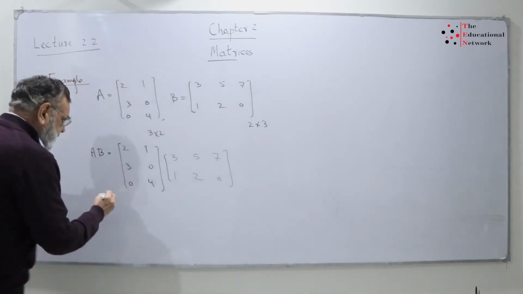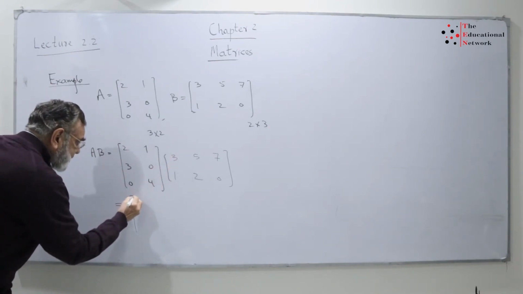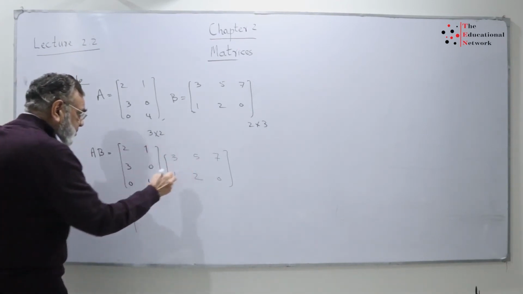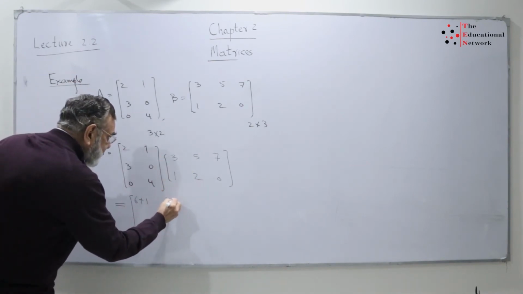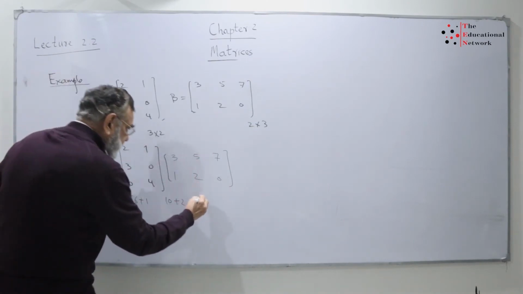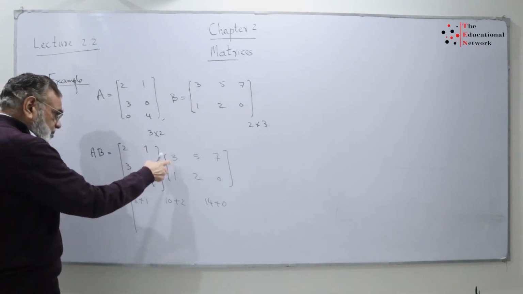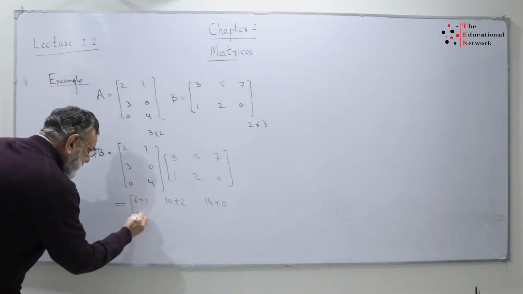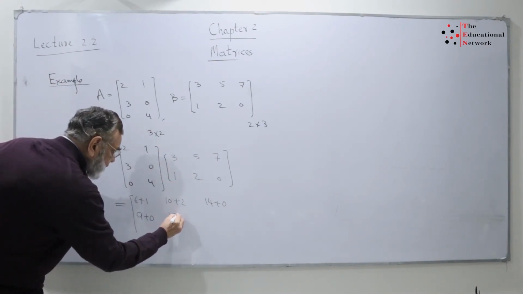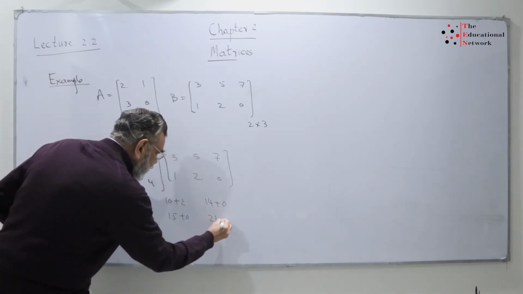We multiply them. My first row, multiply first column. This here is 2 multiplied with 3 is 6. 1 multiplied 1 is 1. Then first row, second column, we get 2 multiplied 5, 10, plus 1 multiplied by 2 is 2. Then first row with third column, we get here 14 plus 0. Then I take second row, multiply with the first column, is 9 plus 0. Second row, multiply second column, 15 plus 0. Second row, multiply third column, we get here 21 plus 0.